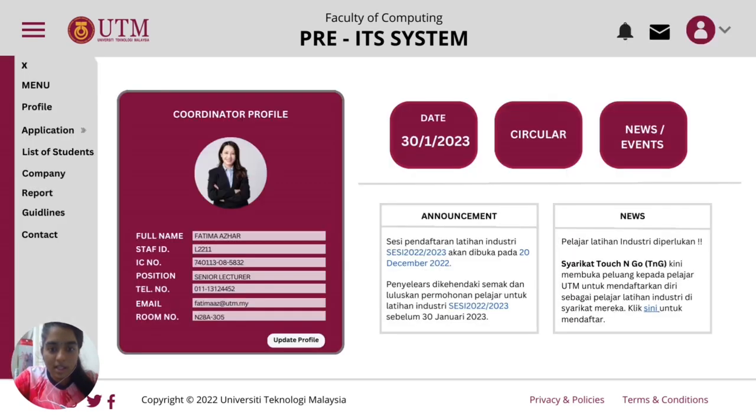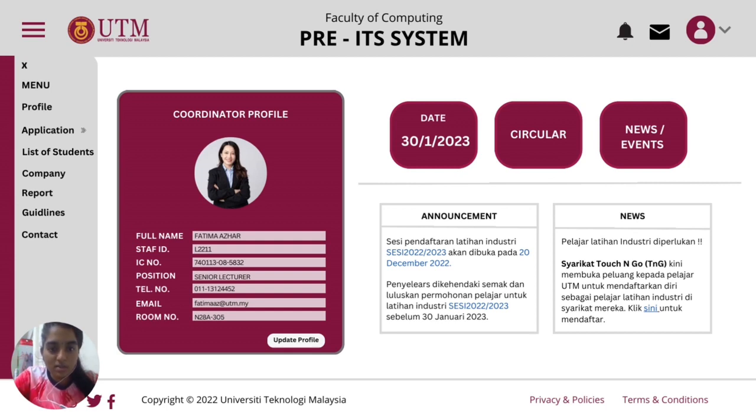After that, they will be directed to the home page where it will display the coordinator profile, which states the full name, staff ID, IC number, position, telephone number, email and room number of the coordinator, with the date, circular, news or events, announcements and news. The coordinator can view all the information here from time to time. In the menu, they can see profile, application, list of students, company, report, guidelines and contact.